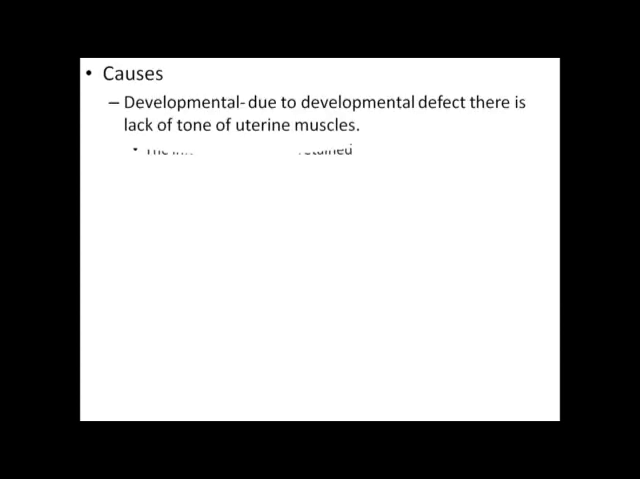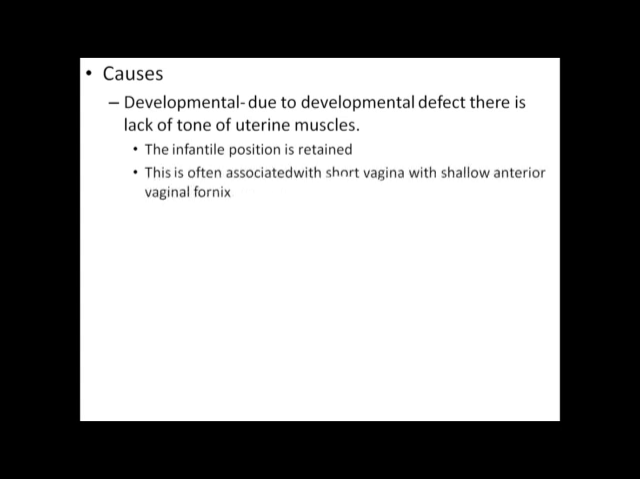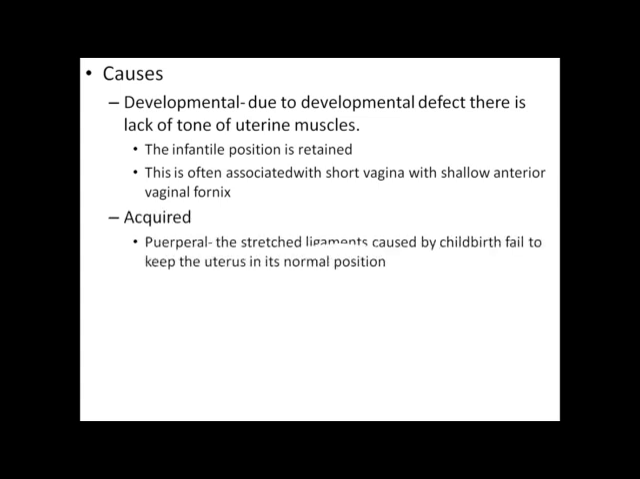The causes: first, it may be developmental, due to a developmental defect. There is a lack of tone of the uterine supporting muscles. The infantile position is retained. This is often associated with a short vagina with a shallow anterior vaginal fornix. Acquired causes include puerperal, that is, the structural ligaments fail after childbirth to keep the uterus in its normal position.